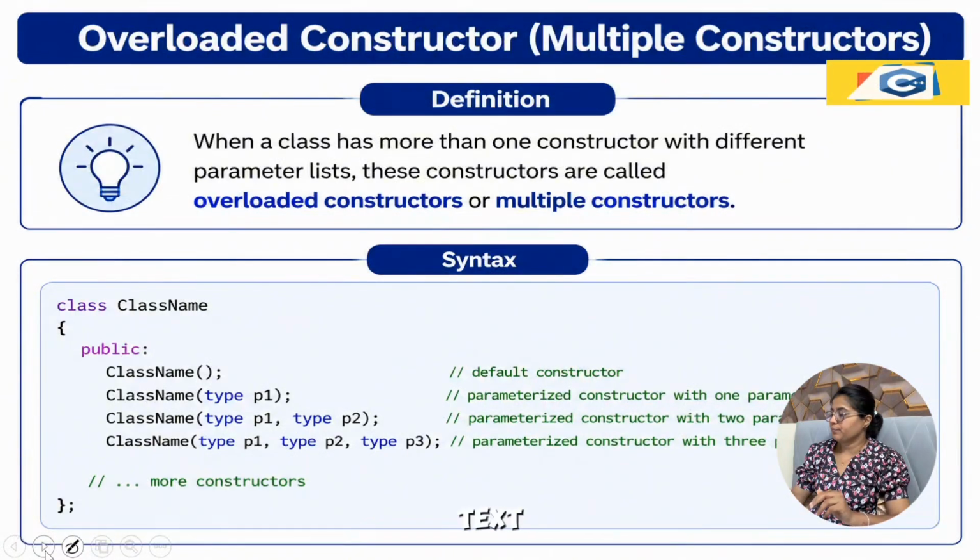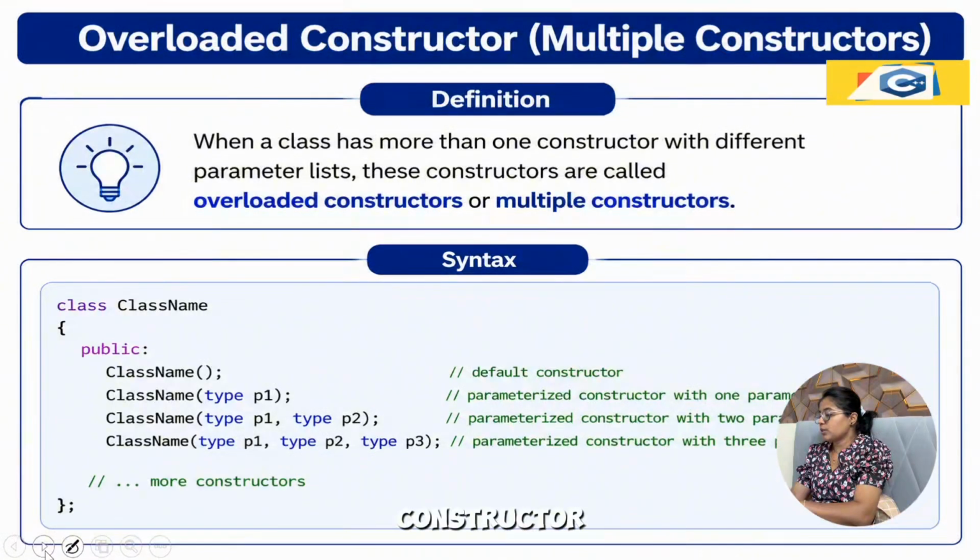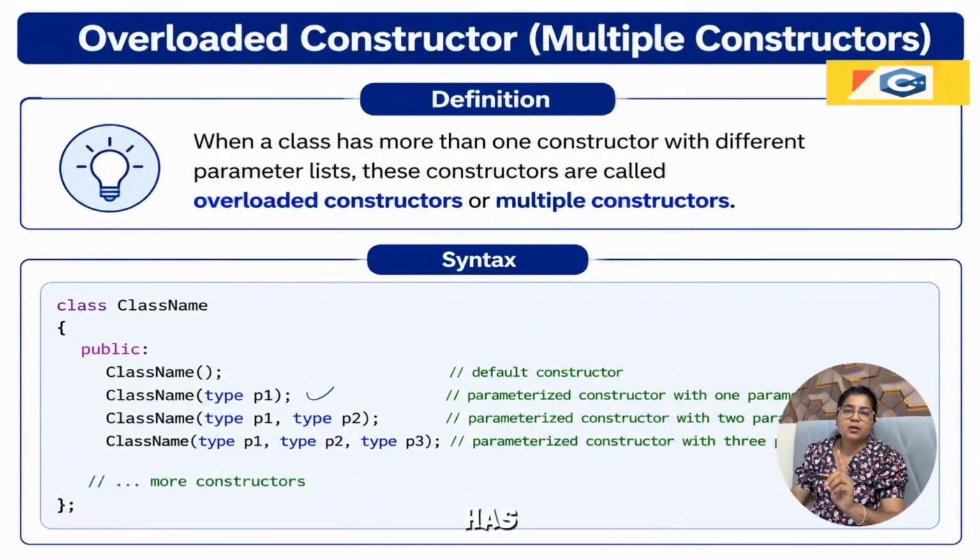See the syntax. Class name, public, class name. The first constructor is without parameter. So it is which type of constructor? Default constructor. The second constructor has one parameter. It is a type of parameterized constructor. Third is also a parameterized constructor. Then this one is also a parameterized constructor with 3 arguments. Okay.